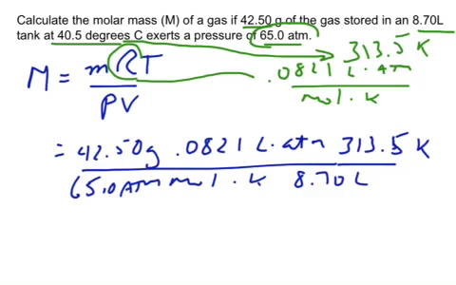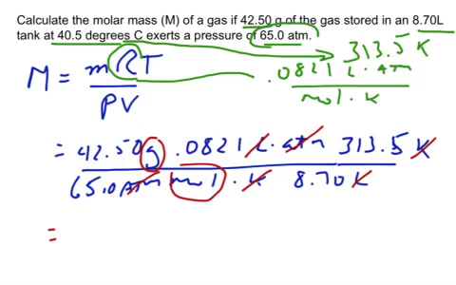All right, so let's go back and we'll cancel our units. Liters go away. Atmospheres go away. Kelvin goes away. And look what we're left with. We're left with grams per mole. Well, that's the unit of a molar mass, grams per mole.